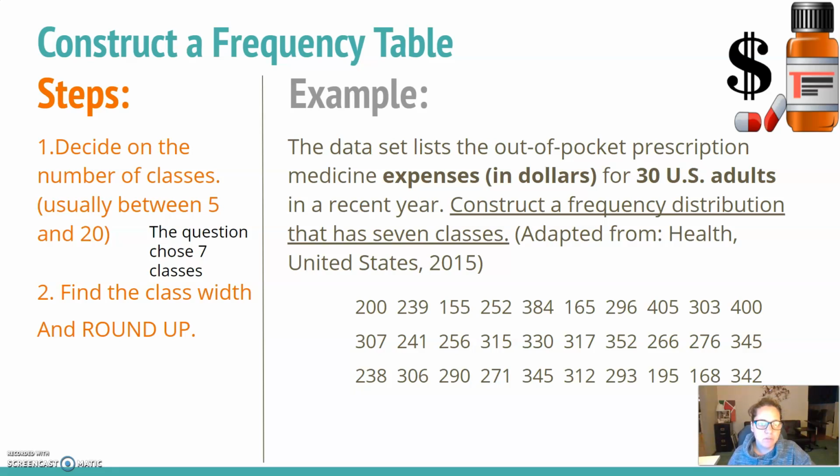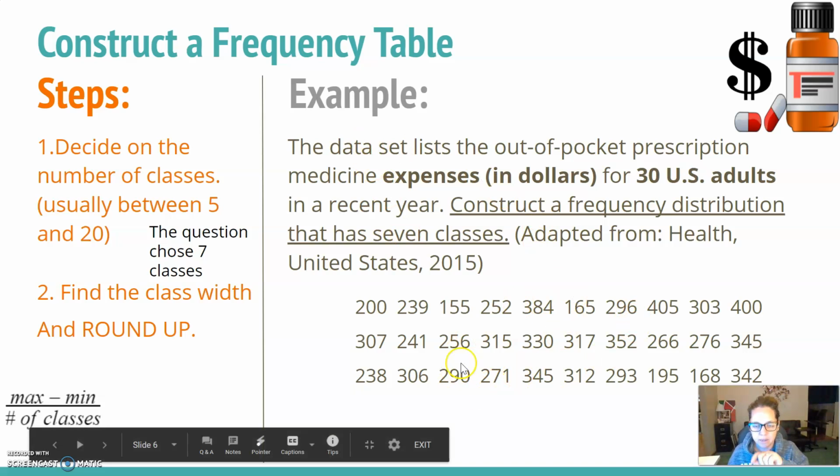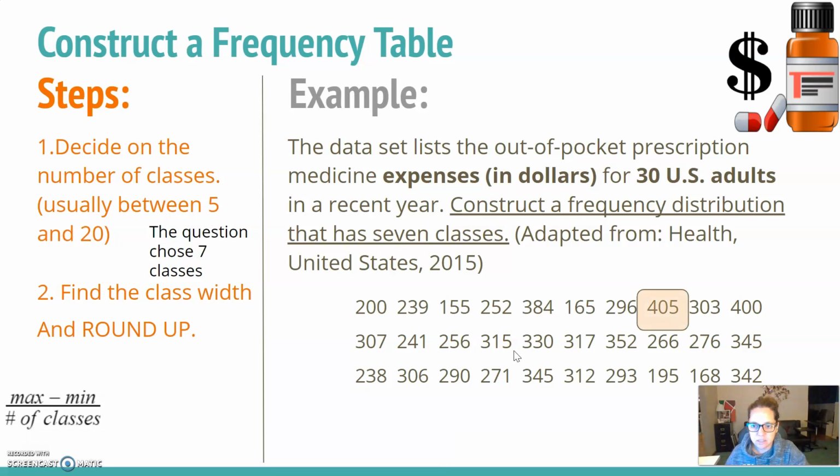And the way that you find the class width is you take your range and you divide it by the number of classes. Well, we have to find our highest number and our smallest number in this data. So I'm going to look around in this data and try and find the highest and the smallest. The highest, it looks like, is 405, and the smallest is 155. So I'm going to subtract those and divide by 7 because they said we're supposed to do 7 classes for this example.